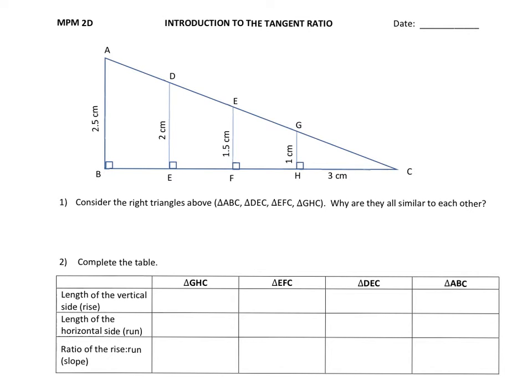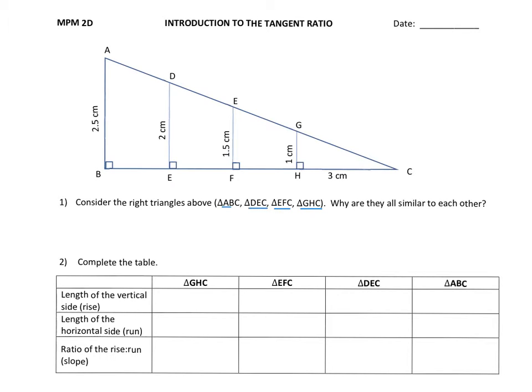In the previous lessons, we've been talking about similar triangles and using similarity to find unknown side lengths. We're going to consider these right-angled triangles in the picture here. So we're looking at triangle ABC, which is the big outer triangle, and then DEC, which is a slightly smaller version, and EFC and GHC. Why are those four triangles all similar to each other?